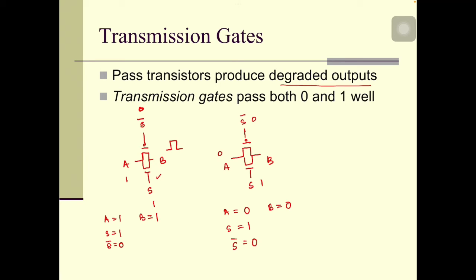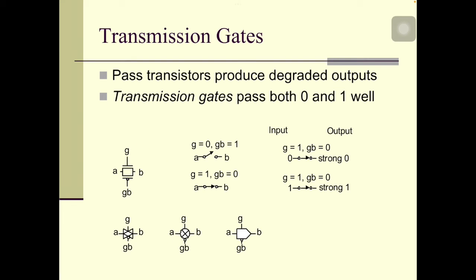So even though the PMOS doesn't pass a strong 0, you have the NMOS to back it up, and the NMOS passes a strong 0, so therefore the 0 will be a strong 0. So this will be a strong 0 and this will be a strong 1. So this means that transmission gates can pass both 0 and 1 well. Okay, so transmission gates, you can put it like this, right? Or in other forms like this.